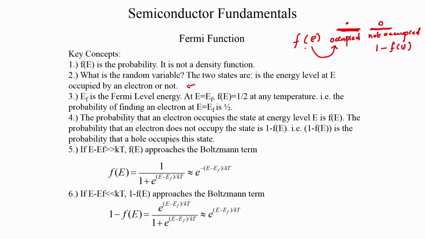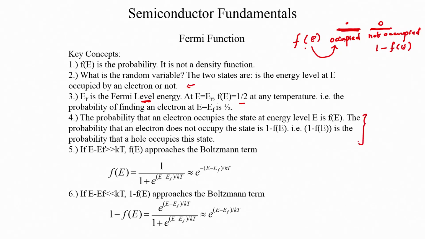Now, what is EF? EF is the Fermi energy level, the Fermi level. It defines an energy at which f of E takes a value of half, and we already discussed that. So, if you look at the value of this probability of occupancy, it takes a value of half at E equal to EF.